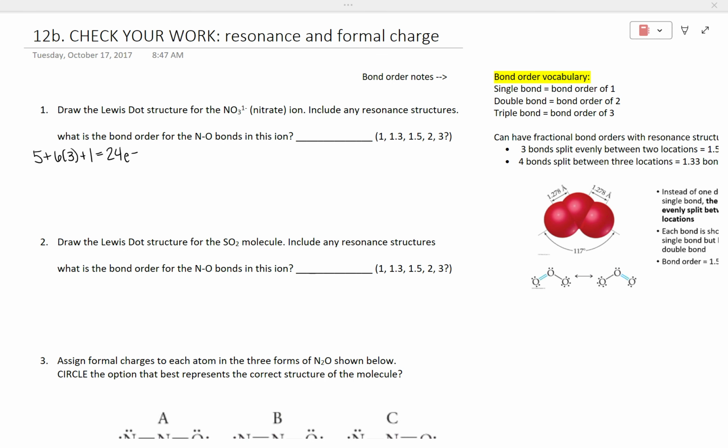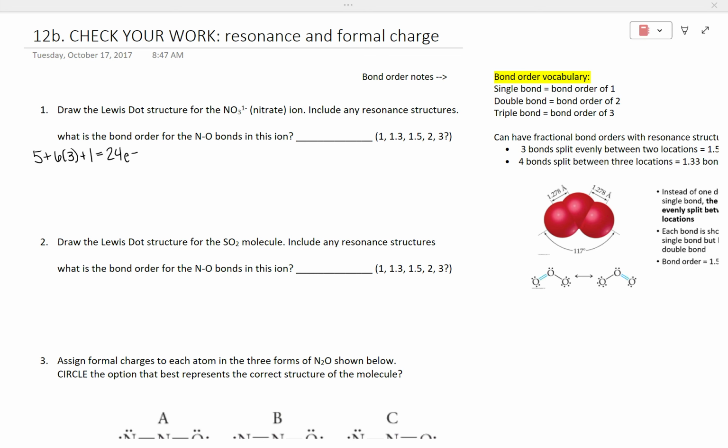We're going to go through some problems involving resonance and formal charge. So this first one, we're drawing the Lewis dot structure for the nitrate ion, and we want to include any resonance structures. So we're going to follow our 5 steps for finding a Lewis structure.